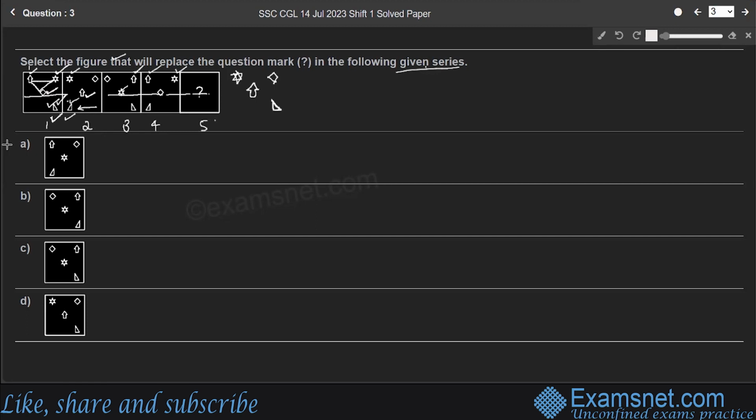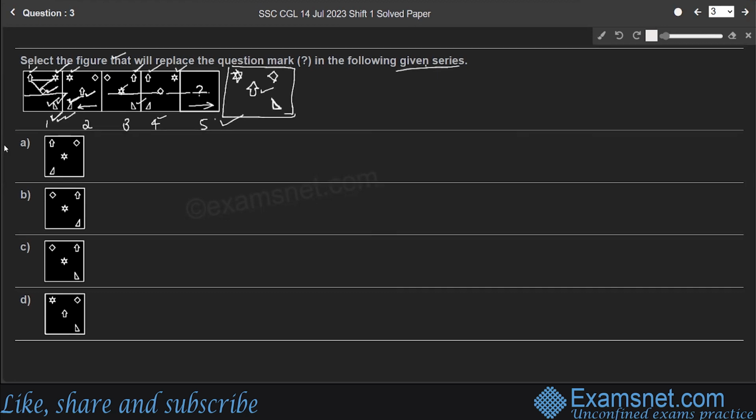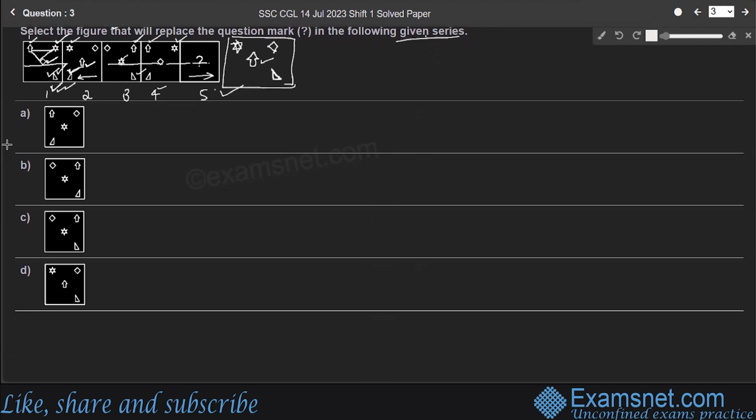So the second right angle triangle is a mirror image of the first right angle triangle, whereas the third right angle triangle is a mirror image of the second. Therefore, the 5th right angle triangle should be the mirror image of the 4th right angle triangle and its position should also change. Therefore, the 5th figure will be like this. In the center, there should be an arrow mark, in the top left corner a star, in the top right corner a diamond, and in the bottom right corner a right angle triangle. So look at the options. Option D is the right answer, which is the 5th figure.